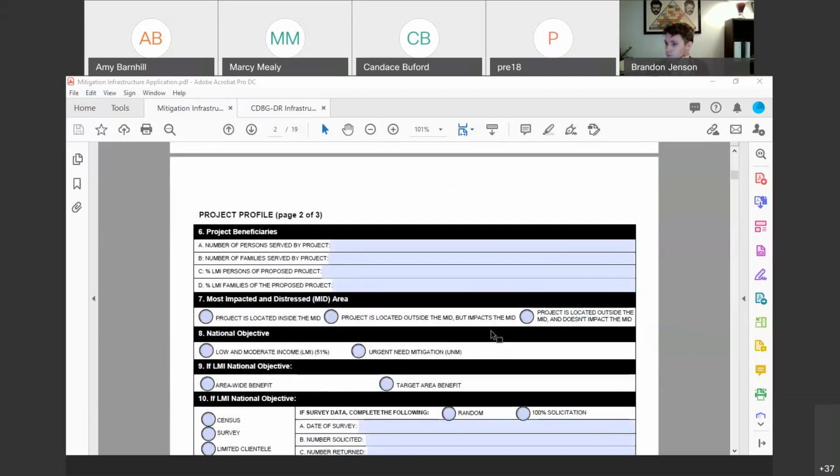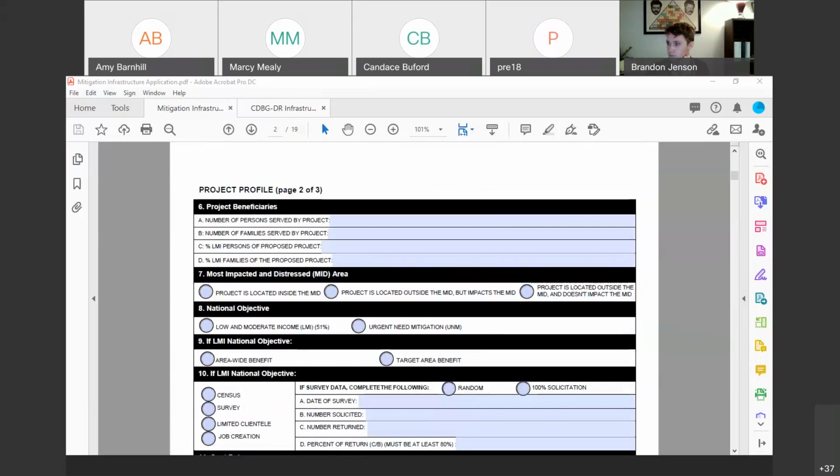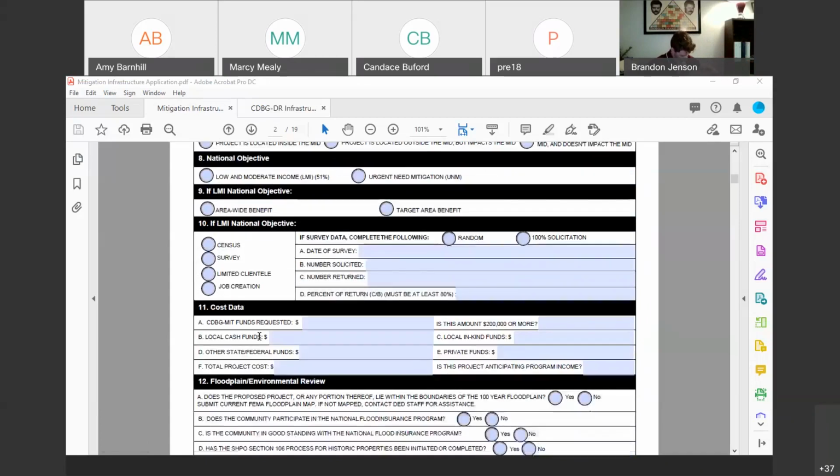Project beneficiary information, including the LMI, ever important information. As I think we've all said on repeat, and we're just going to continue to be on repeat, the MID information, that most impacted and distressed area information, this is where you're going to designate whether your project's inside, outside but it's impacting, or you're outside and it doesn't impact. National objective information, pretty standard.